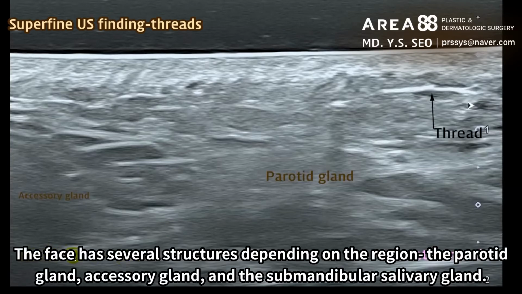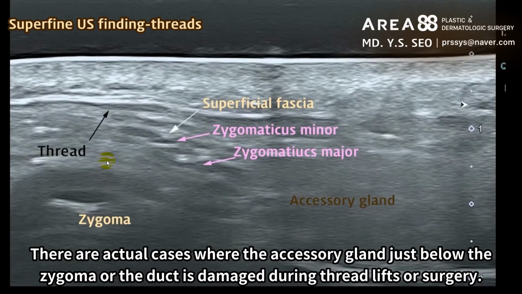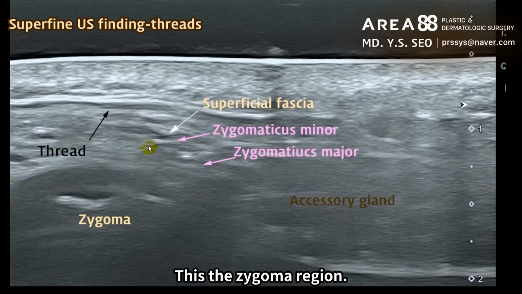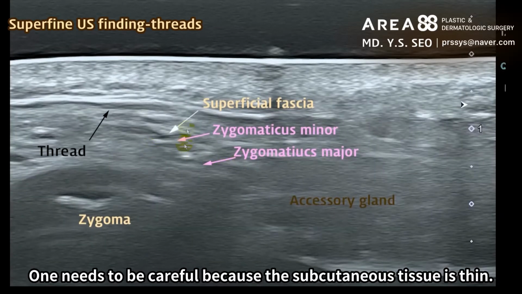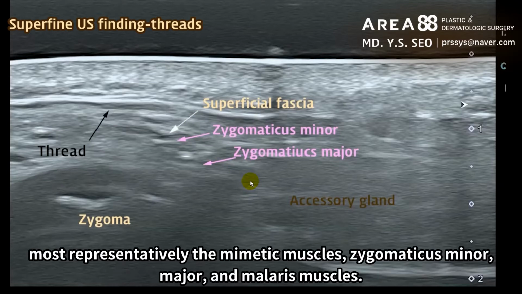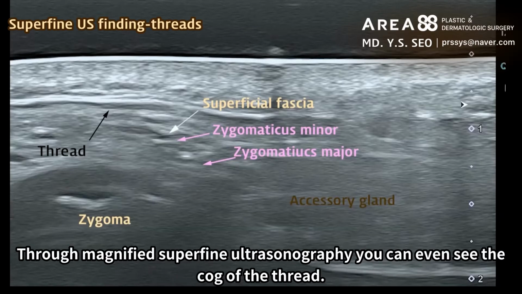The face has several structures depending on the region: the parotid gland, accessory gland, and the submandibular salivary gland. There are actual cases where the accessory gland just below the zygoma or the duct is damaged during thread lifts or surgery. The zygoma region. One needs to be careful because the subcutaneous tissue is thin. In most cases, threads sit piercing through and following the muscles, most representatively the mimetic muscles, zygomaticus minor, major, and malaris muscles. There are some doctors who say they intentionally insert above the muscle, but I don't agree with this.